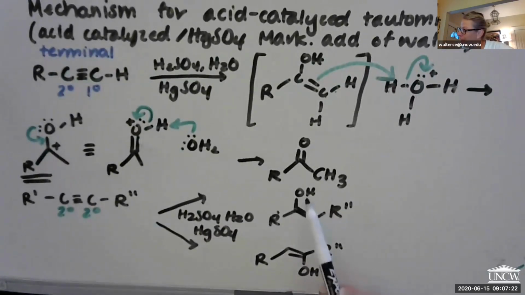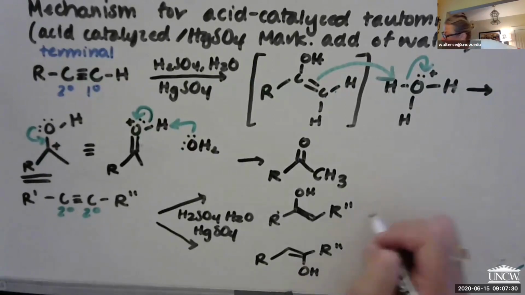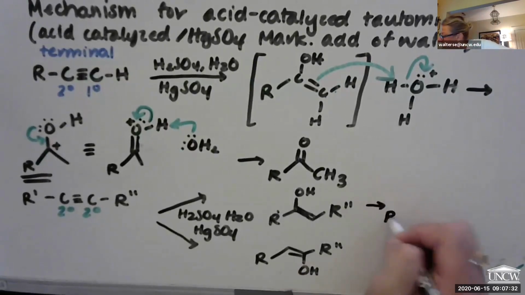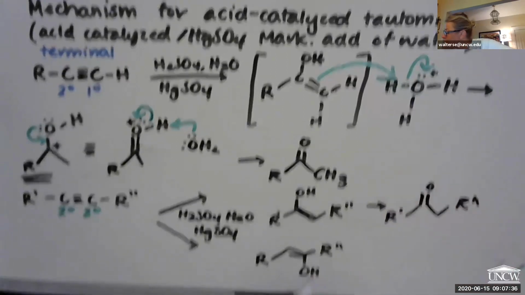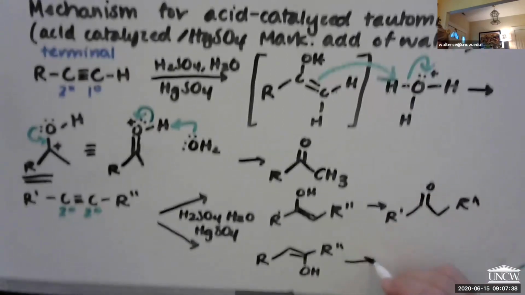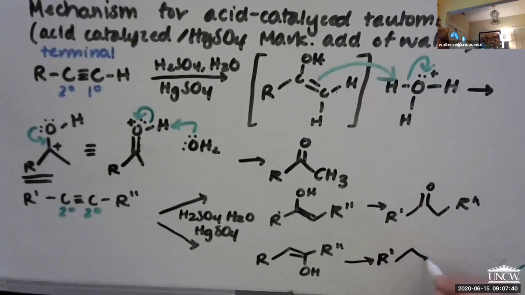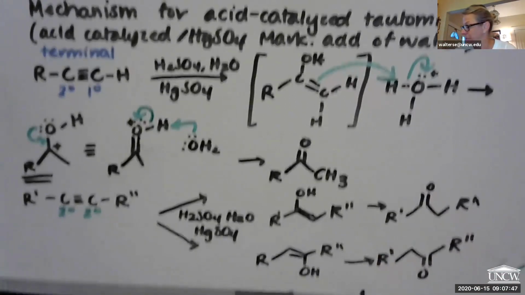So you're either going to have the hydroxide on the carbon that's bonded to R prime, or the hydroxide on the carbon that's bonded to R double prime. So then what you're going to get after tautomerization is a mixture of ketones. And that might be what you have to do, but it is something that you would have to consider, is ending up with a mixture of ketones.